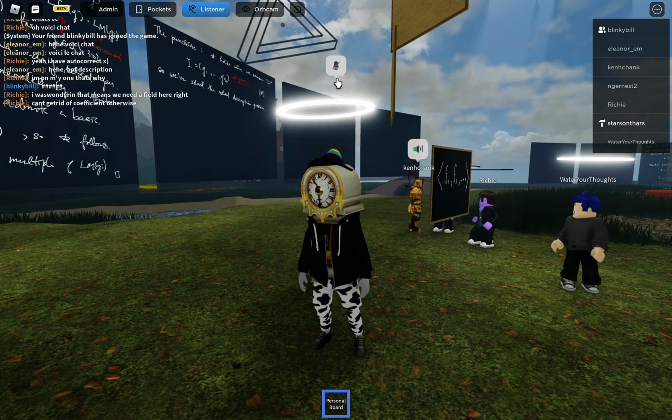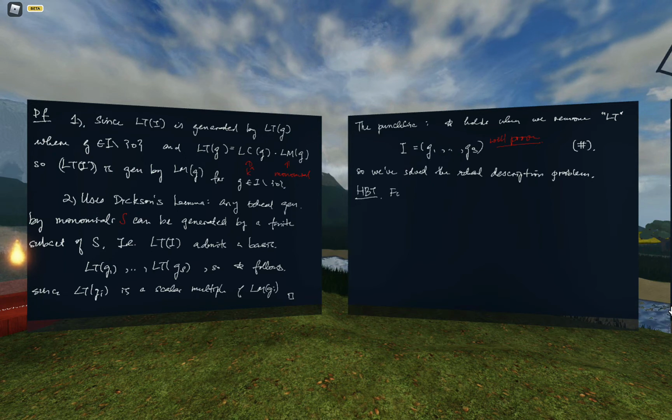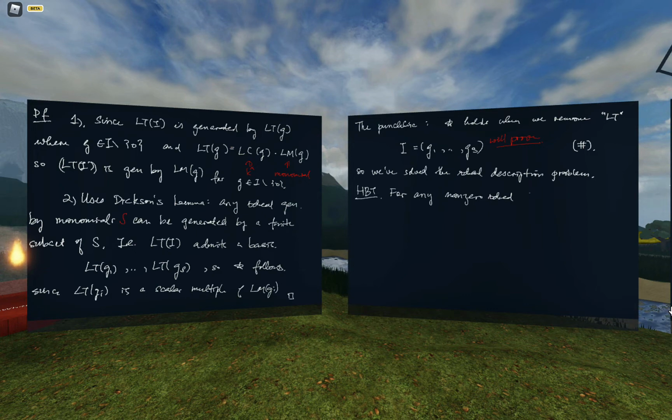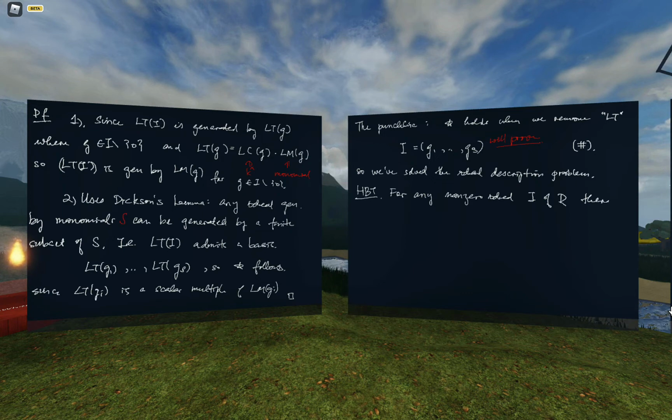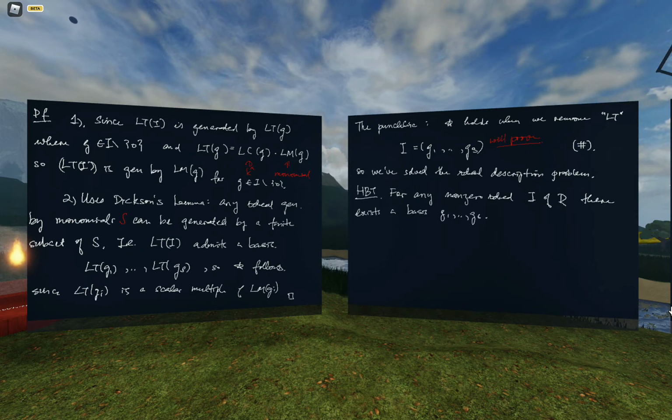So here's Hilbert's Basis Theorem. It's actually going to be in the proof of Hilbert's Basis Theorem. So for any non-zero ideal I of R, there exists a basis G1 through GS, and the G1 through GS is going to be constructed like we did with the monomial ideal.